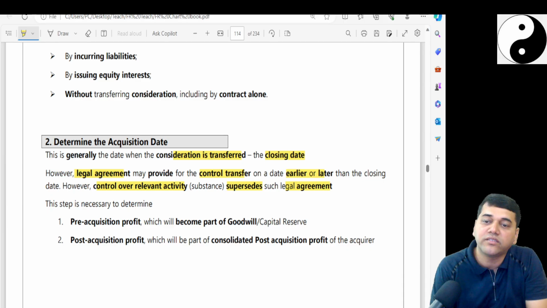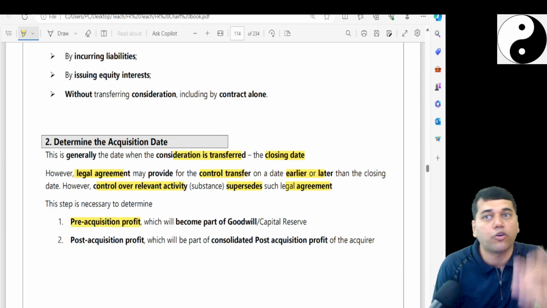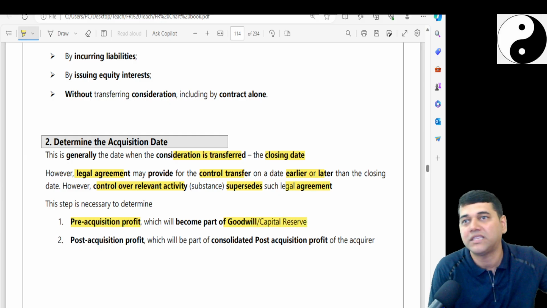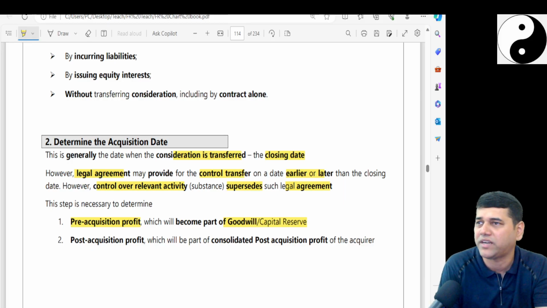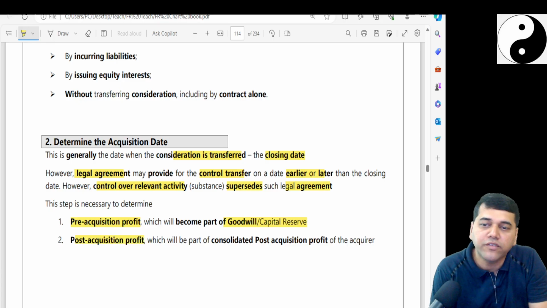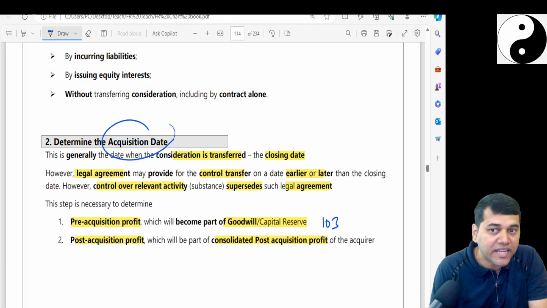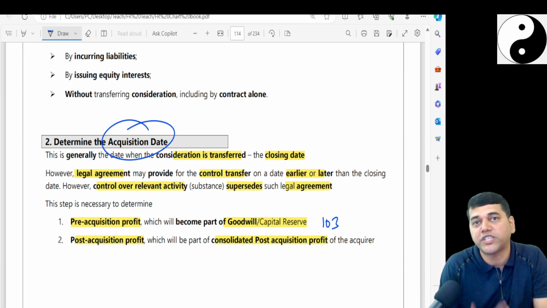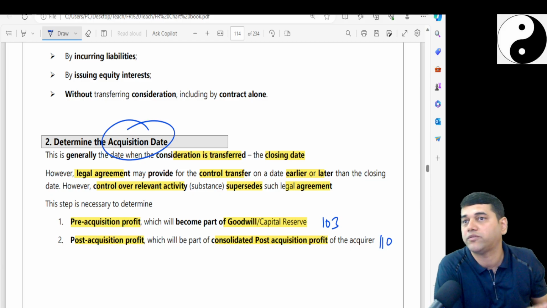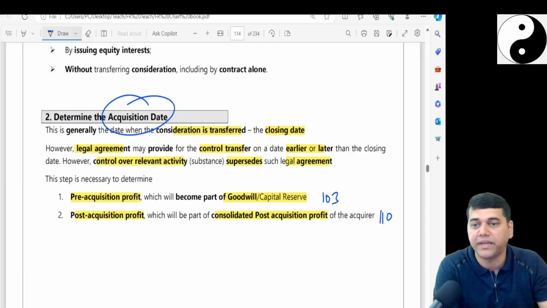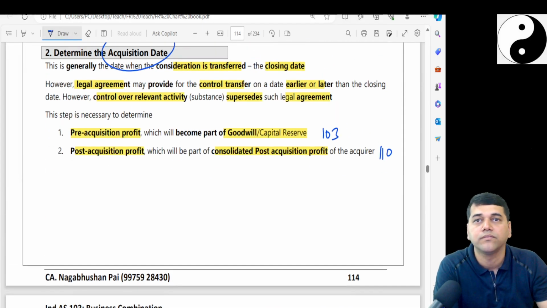Now this step is necessary because pre-acquisition profits of the subsidiary are going to become part of the goodwill. There's one method to calculate, but I don't do that calculation, it's not required. My method of working is different. Post-acquisition profit will become part of the consolidated profit. That means on this day 103 is going to come, and post-acquisition profit of the subsidiary is going to become my parent's consolidated profit. Are you clear?